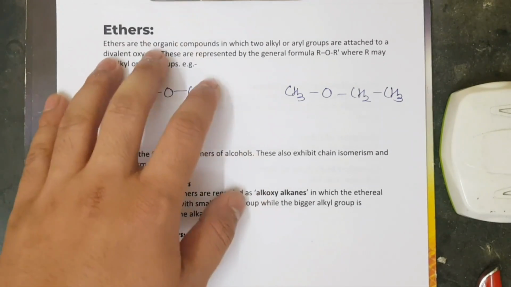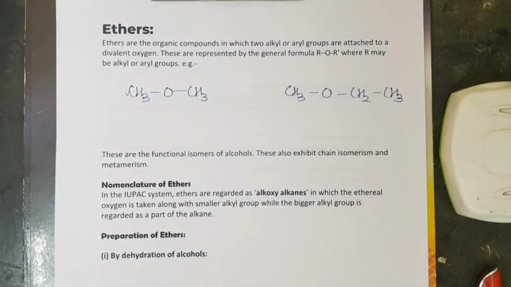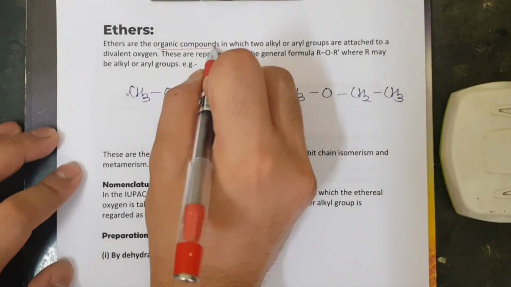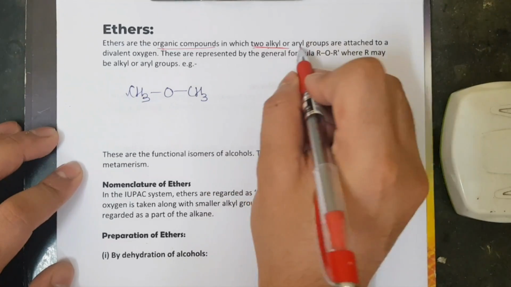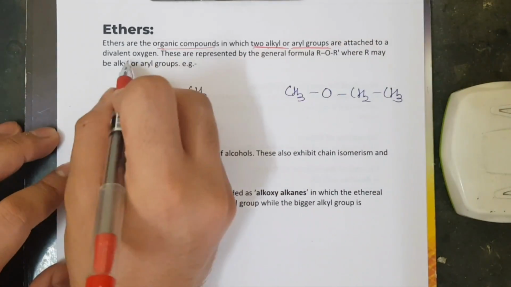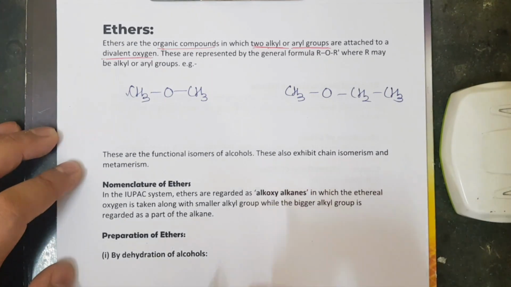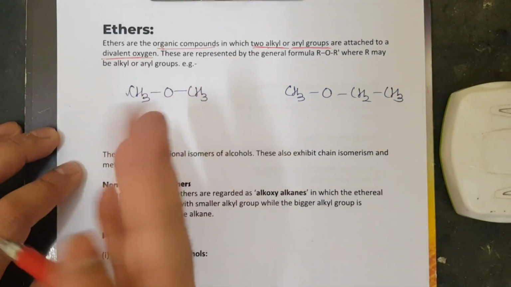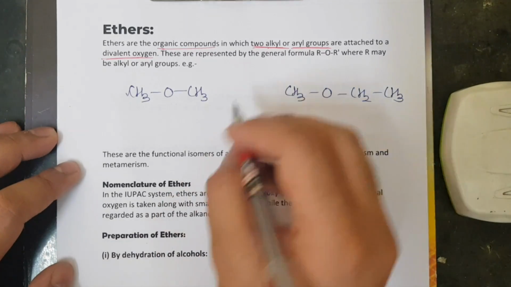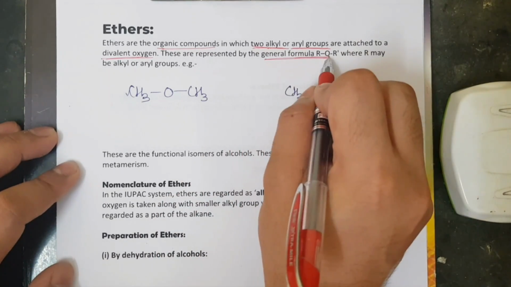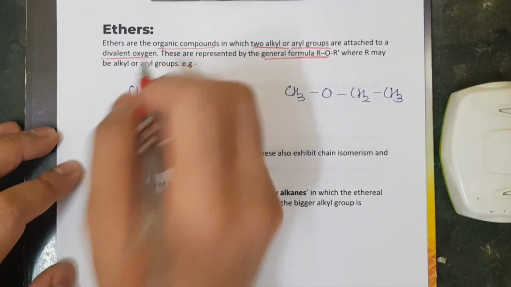Now let's move on to the ethers. We have discussed alcohols and phenols properly. Now the last part is ethers. So ethers are the organic compounds in which two alkyl or aryl groups are attached to a divalent oxygen. Okay, this is the divalent oxygen, and first of all you can also note that these can also present metamerism. These are represented by the general formula ROR', where R may be alkyl or aryl groups.